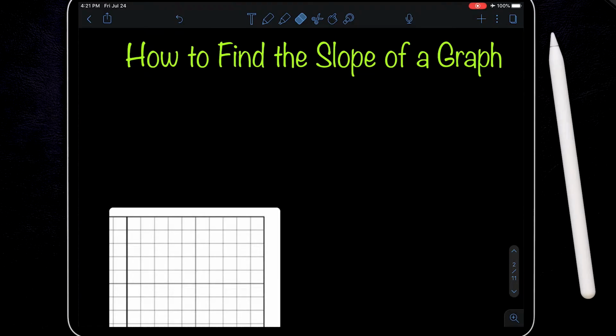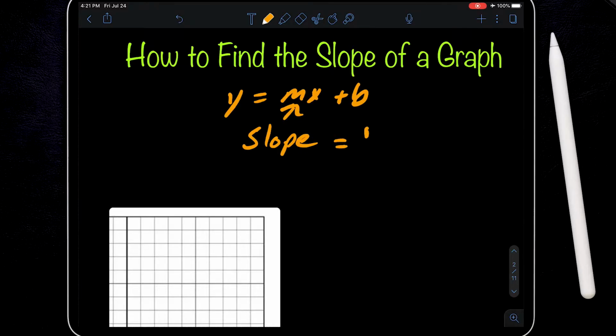All right, so before we get started, we're going to talk about how you can find the slope of a graph. So you remember in your math classes you had the equation y equals mx plus b, right? And you know that m was considered the slope. And your slope is equal to the rise of the line divided by the run of the line.